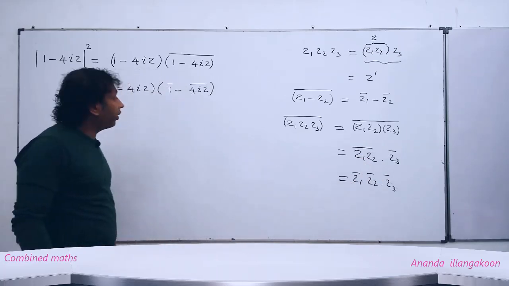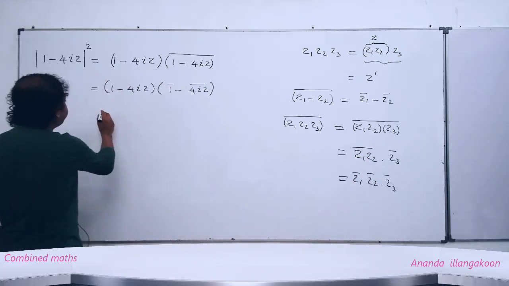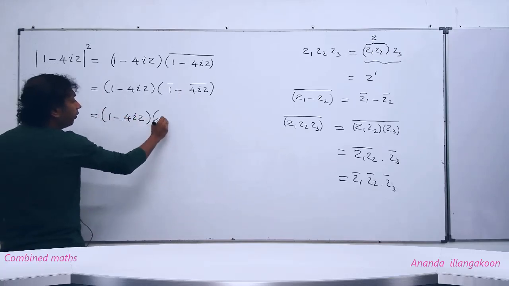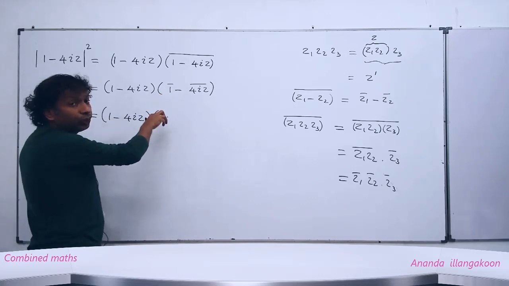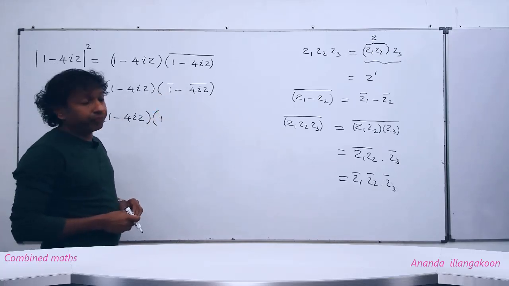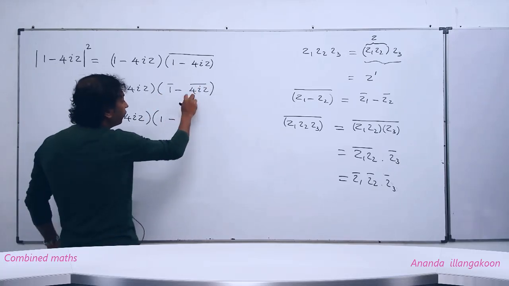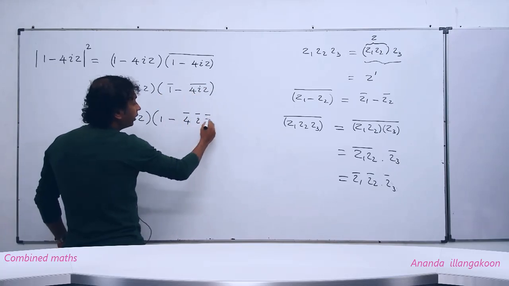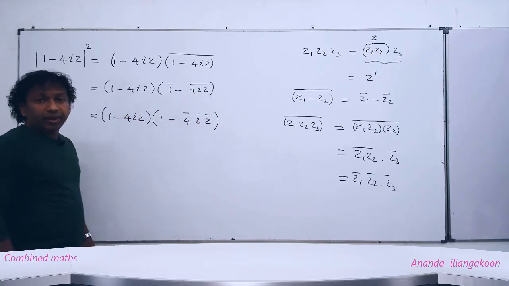So using that fact, people, this one I can write 1 minus 4iz 1 bar. Since this is purely real, people, the conjugate is the same. I can apply this conjugate for this 4i and Z like this, right? Using this theory.